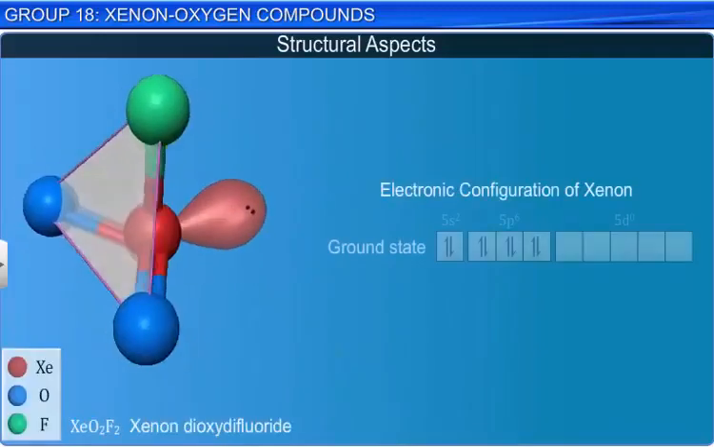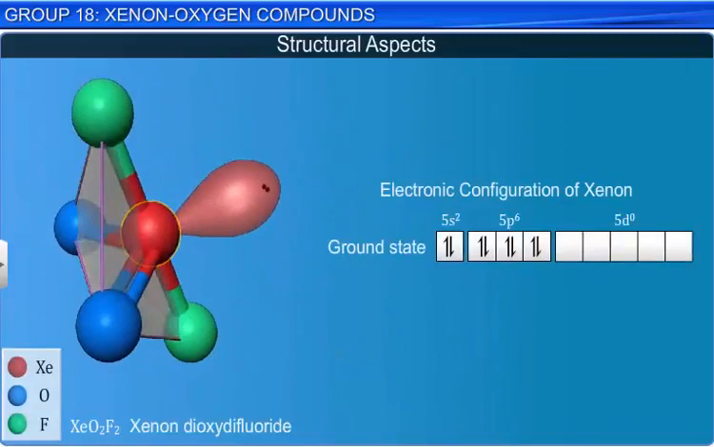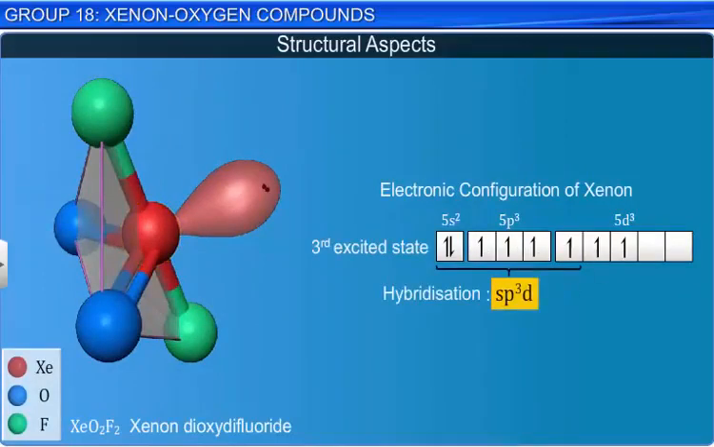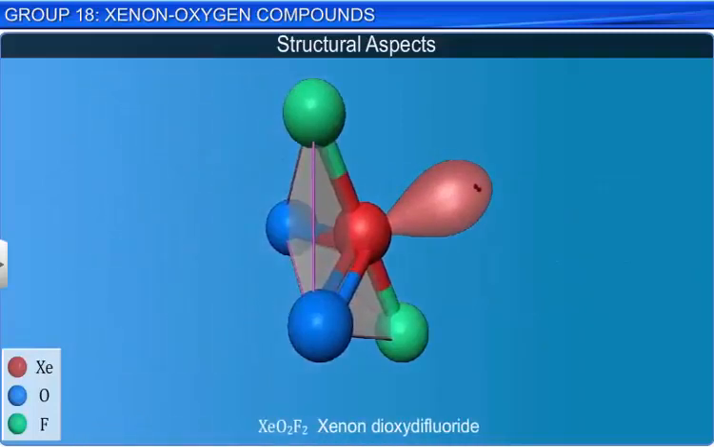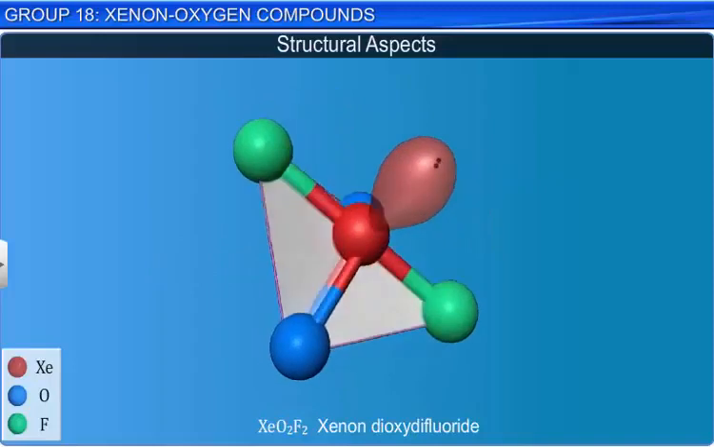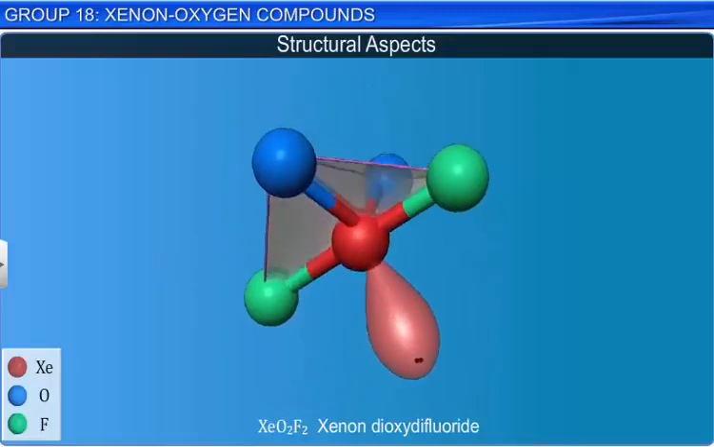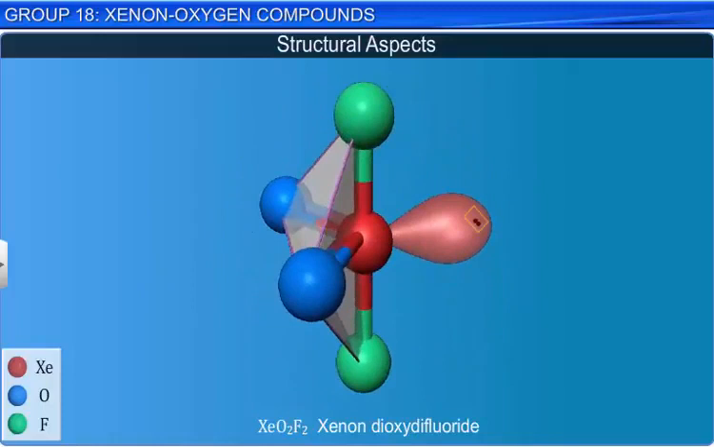The central atom in xenon dioxydifluoride undergoes sp3d hybridization. Xenon dioxydifluoride has 7 electron pairs. Of these, 6 are bond pairs and 1 is a lone pair. Note that there are 2 dπ-pπ bonds in the molecule. The structure of xenon dioxydifluoride is seesaw owing to the presence of a lone pair of electrons on the central xenon atom, as shown here.